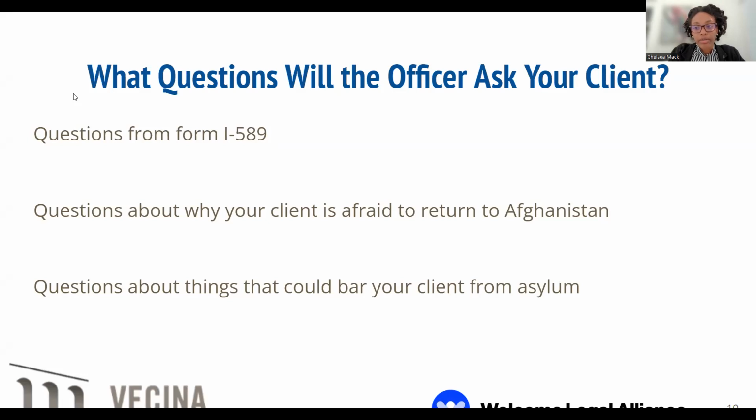And so when the officer gets into the questions, they are going to ask some questions from the form I-589 that includes background information, making sure that their address is still updated, making sure that they know all the employment information. Pretty much that entire application, especially those first 4 pages of background information, they're going to ask. Just prepare your client to answer the questions.